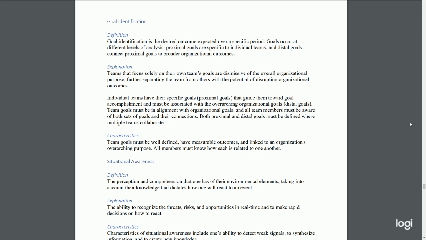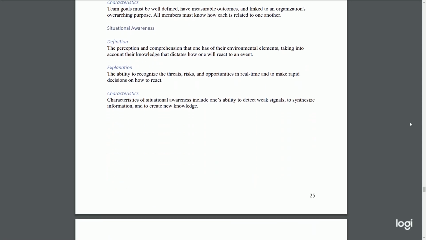Situational awareness. Definition. The perception and comprehension that one has of their environmental elements, taking into account their knowledge that dictates how one will react to an event. Explanation. The ability to recognize the threats, risks, and opportunities in real time and to make rapid decisions on how to react. Characteristics. Characteristics of situational awareness include one's ability to detect weak signals, to synthesize information, and to create new knowledge.